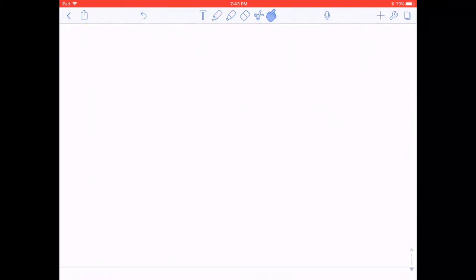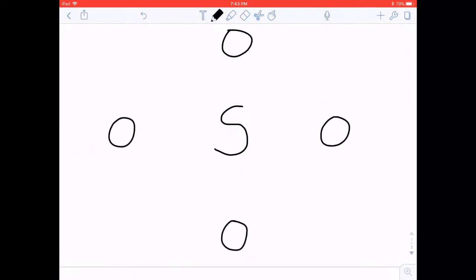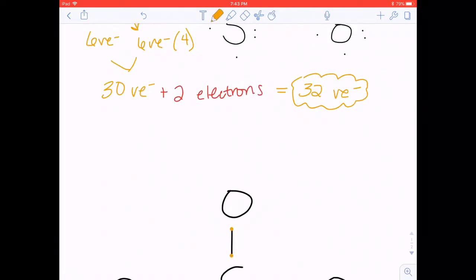Now let's draw this. Because sulfur has a lower electronegativity level, we're going to put this in the center, and let's just draw 4 oxygen around there. Then we're going to go in and count how many valence electrons we just used. So we have 2, 4, 6, and 8 valence electrons we used. So let's see how many we have left over. 32 minus 8 equals 24.